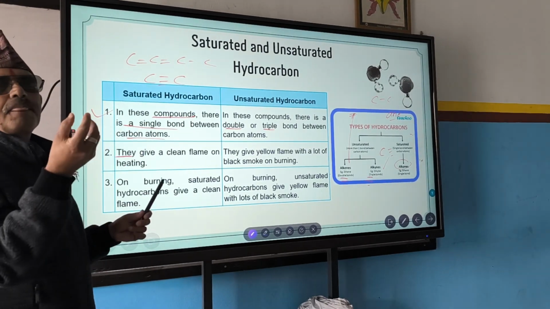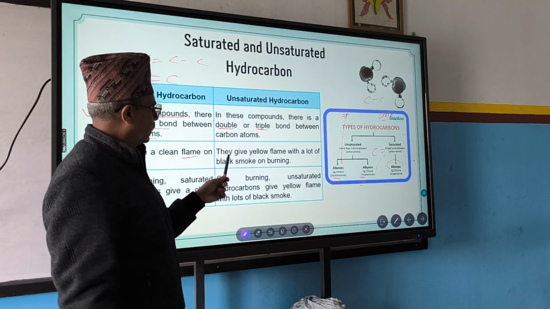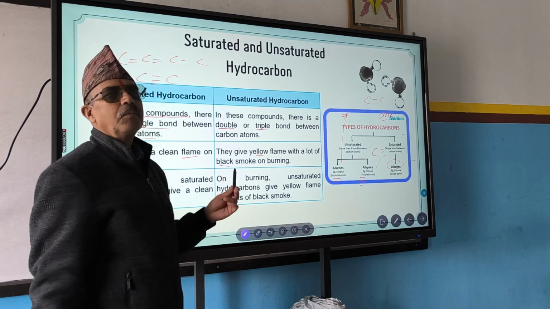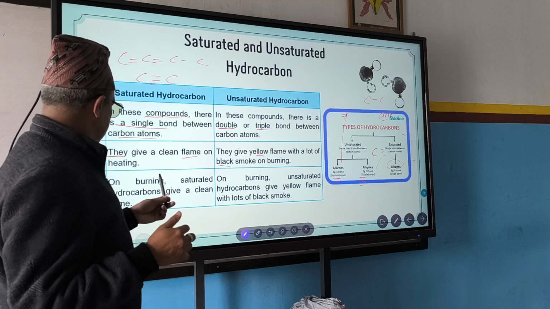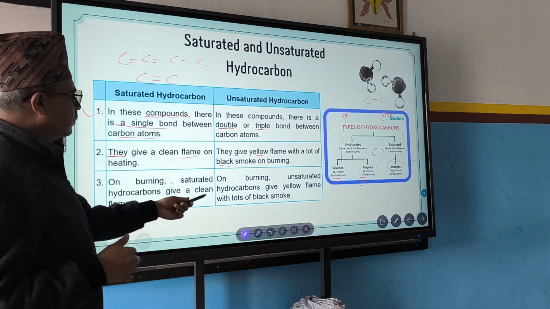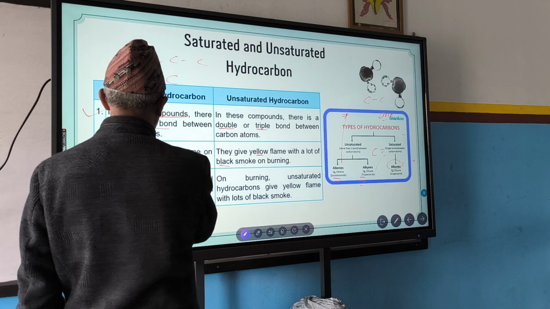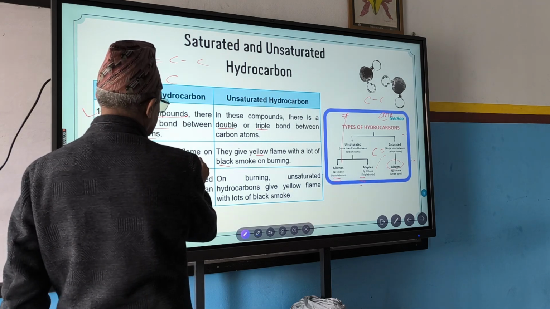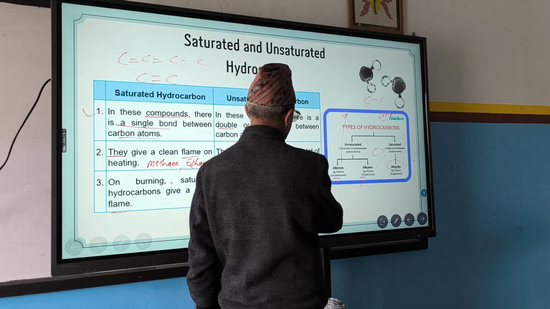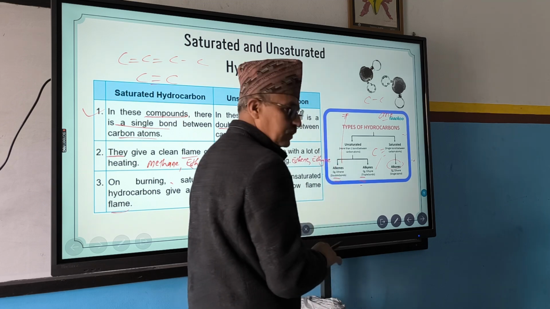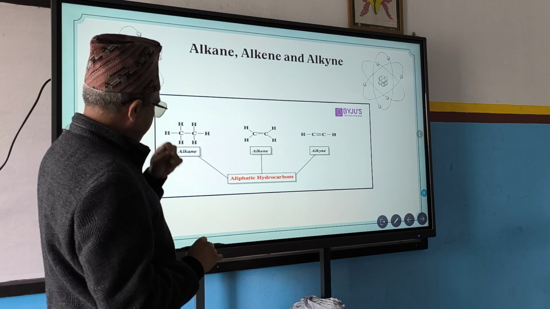Flame means that these are volatile. Hydrocarbons are volatile, they can burn. So whatever flame becomes, clean. Unsaturated ones give a yellow flame with a lot of black smoke on burning. So which is more polluting hydrocarbon? This one, right? Remember. On burning, saturated hydrocarbons give a clean flame. Now you see these two, right? Examples of saturated hydrocarbon are methane, ethane, etc. Examples of unsaturated are ethene, ethyne, etc. Okay. Difference is also done. Names are also given. So these are the hydrocarbons.